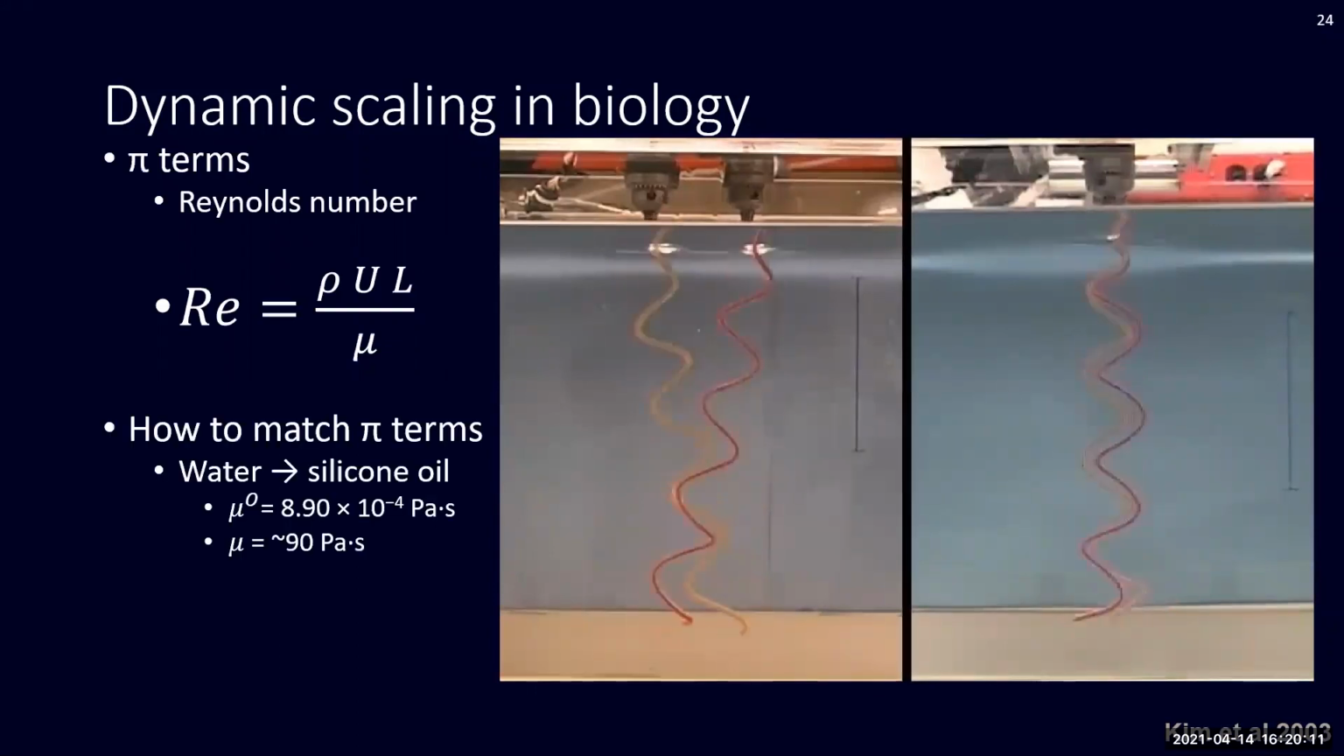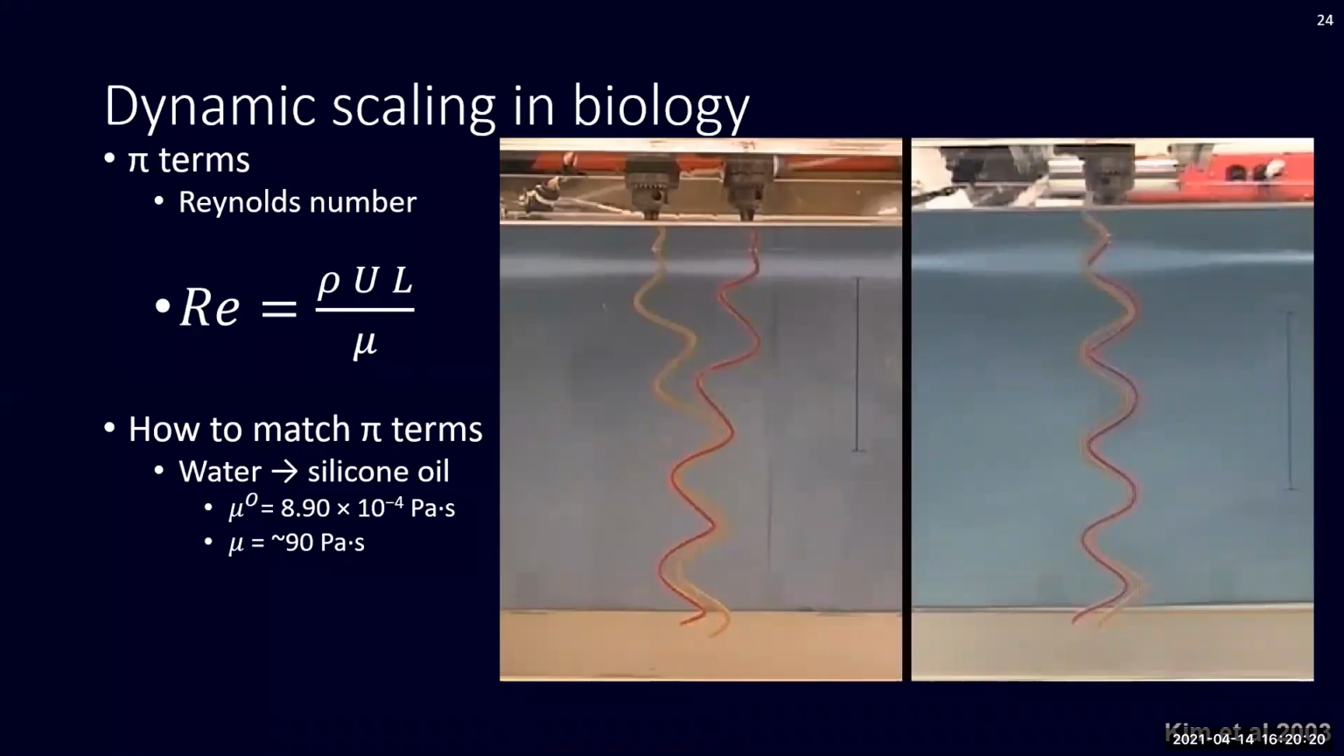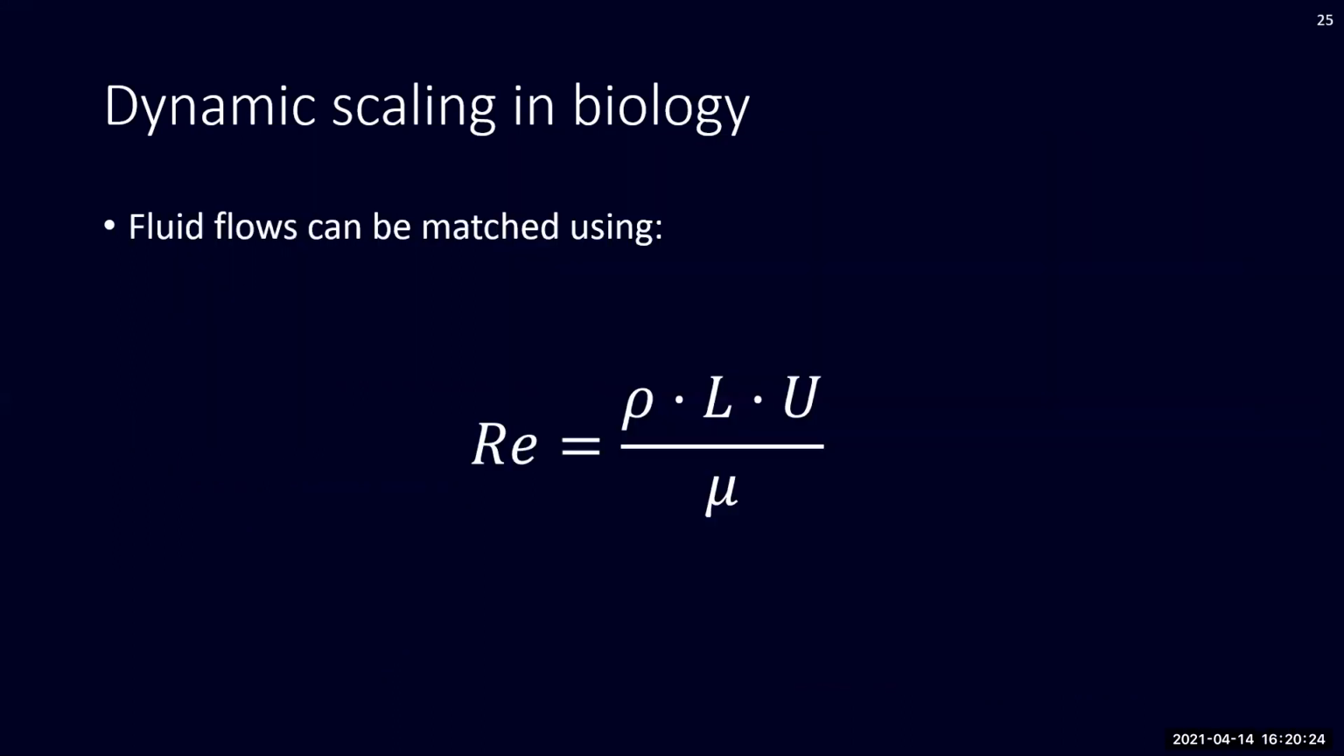And in order to match this, instead of using water, they placed these models of flagella within silicone oil and looked at how they actually bundle together and how they can be unbundled as well. So you probably noticed that all of these models required Reynolds number to be matched as they looked at movement of fluids or organisms through fluids.